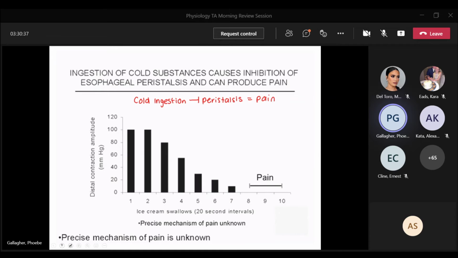Okay, I think it was something about cold ingestion being one of the test questions. So make sure you understand this. It's weird that hot things do not trigger pain, but cold things do. So cold things do 2 things. When you swallow something cold, it's not only going to trigger pain, but it's also going to inhibit peristalsis. That's a fun fact to note, and something that I think he does ask on the exam. So make sure you know that.